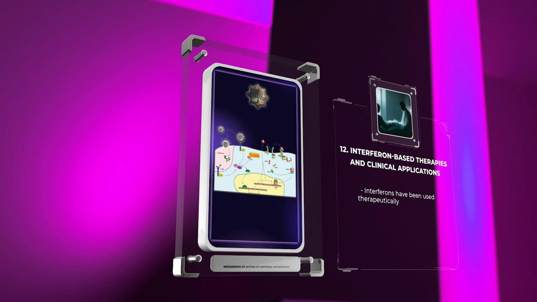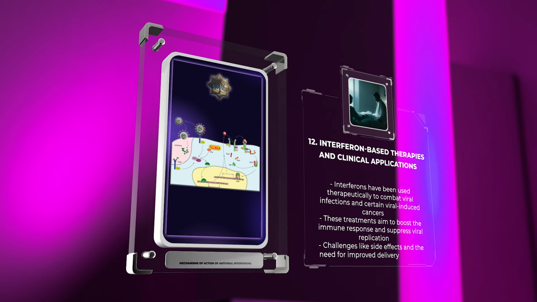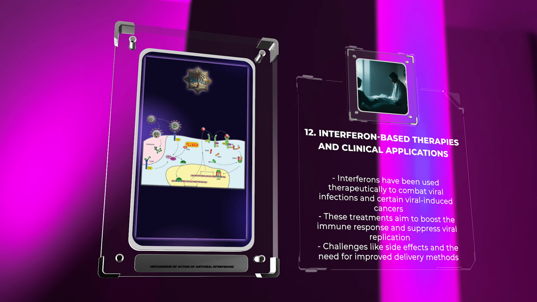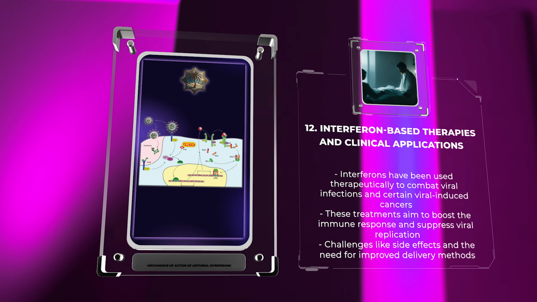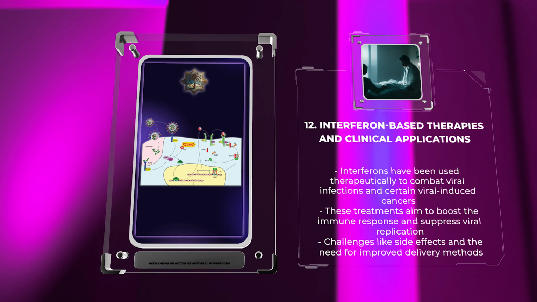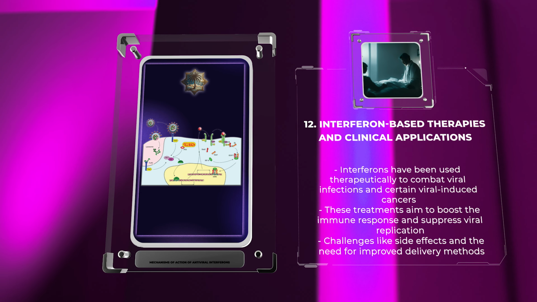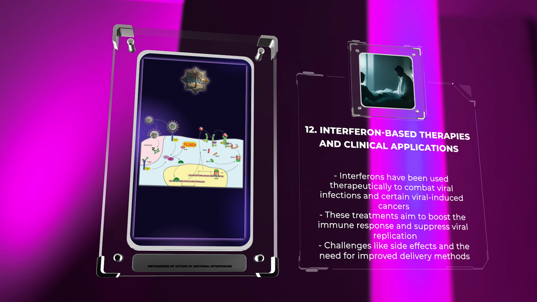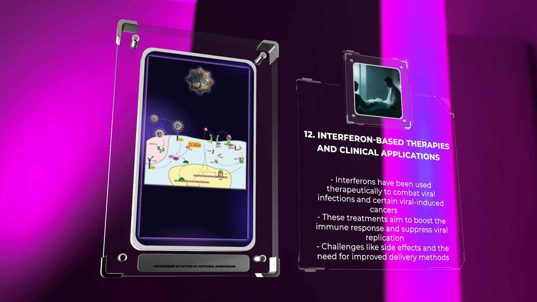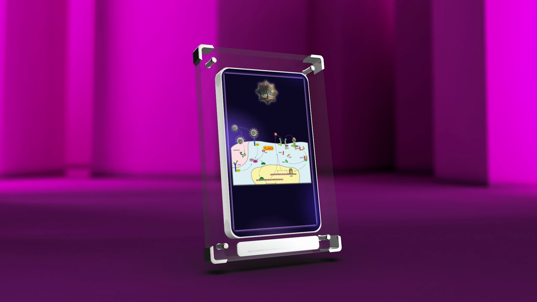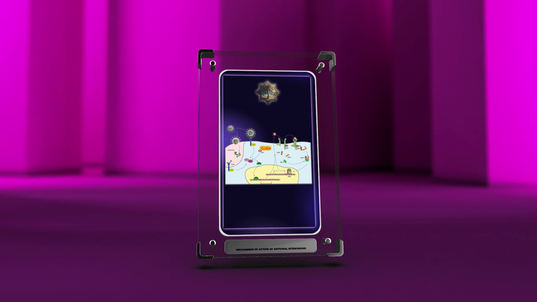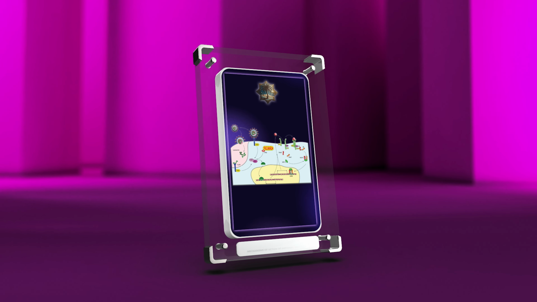Interferons have been harnessed for therapeutic use to combat viral infections, including hepatitis, human papillomavirus, and certain viral-induced cancers. These treatments aim to boost the body's immune response while suppressing viral replication. However, challenges like side effects and the need for improved delivery methods and targeted approaches persist in the clinical use of interferons.